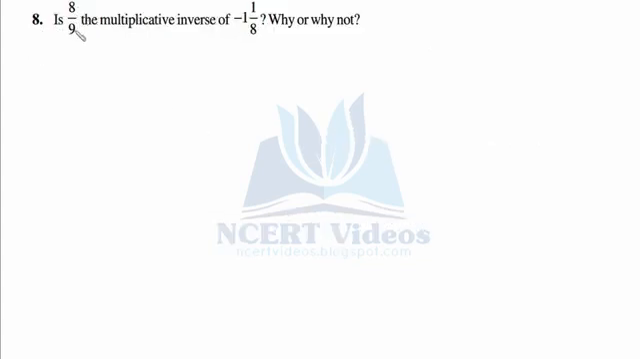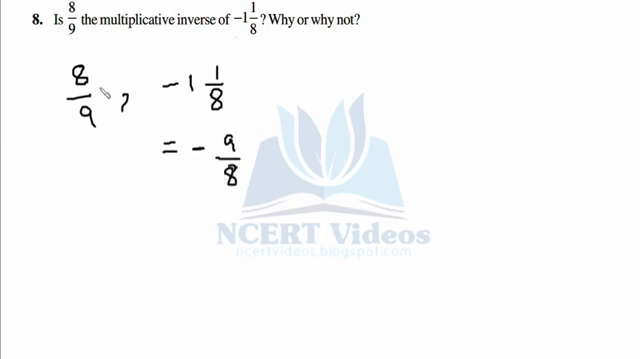8th is: is 8 over 9 the multiplicative inverse of negative of 1 and 1 by 8? Why or why not? So first we will have to write this number in simplest form. So we have 2 numbers. One is 8 over 9 and the other number is minus 1 and 1 over 8. So how do we solve it? It is a mixed fraction. To solve it, we simply write, obviously the sign will come. First we multiply 8 into 1, then we add it to the numerator. So 8 plus 1 is 9 and the denominator comes as it is.